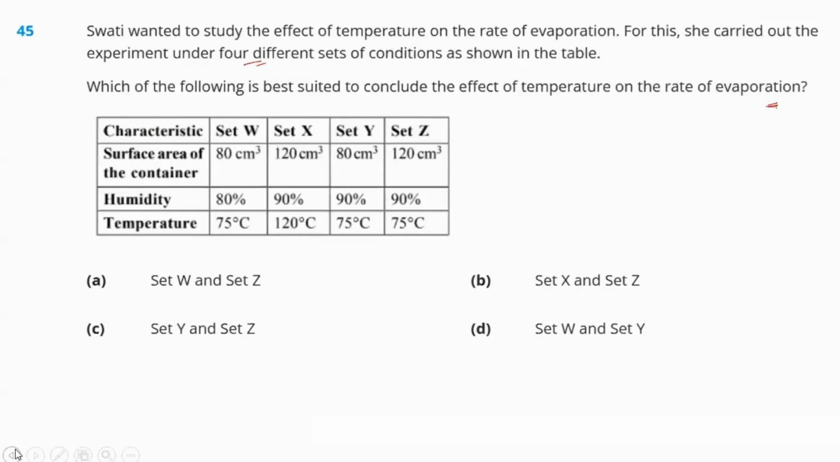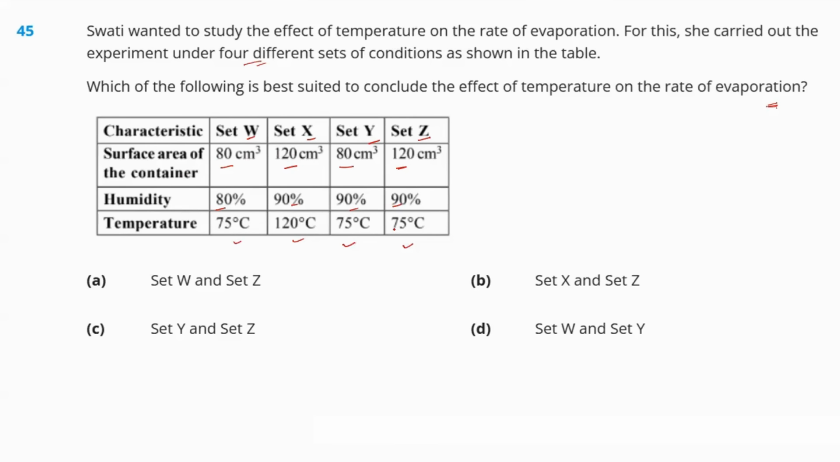So here if we see the volume, we have taken sets W, X, Y, and Z over here. Surface area of the container is 80, 120, 80, and 120. Humidity is 80, 90, 90, and 90. And the temperature is 75, 120, 75, and 75.